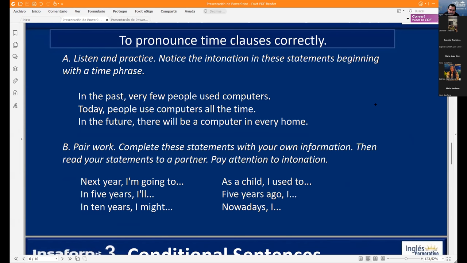What is nowadays? Nowadays is this, in this moment. En la actualidad, nowadays. So you don't say actually. Actually means en realidad. Like when someone says, but fulanito was absent yesterday. No, he was here. Actually, he was sitting next to me. Right? Actually. And nowadays is en la actualidad. Right? Nowadays.